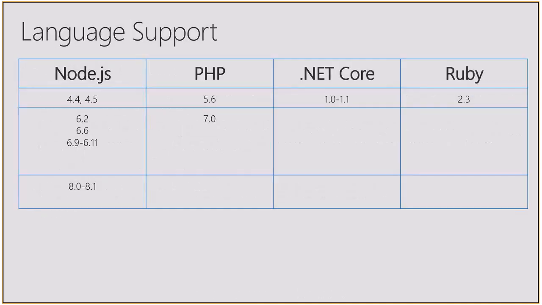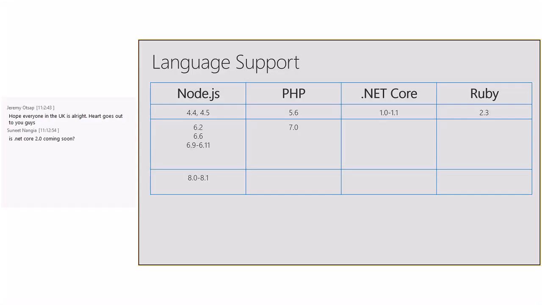Quickly, this is the language support that is currently available for Azure App Service for Linux. For Node.js, you can see 4.4, 4.5, 6.2 up to 8.1, PHP 5.6 and 7.0, .NET Core, as you can see, .NET Core 2.0 is not yet supported, and Ruby 2.3.